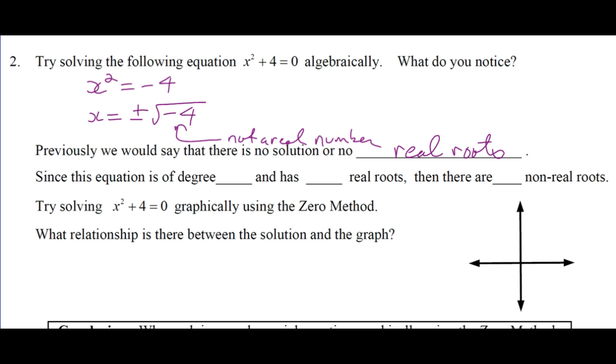Since this equation is of degree 2 and has how many real roots? Then it has how many non-real roots? 2. Okay, and those are positive the square root of -4 and negative the square root of -4, but it's beyond the scope, right? We're not going to ask you what are the values of the non-real roots. It's really just identifying how many of them there are.